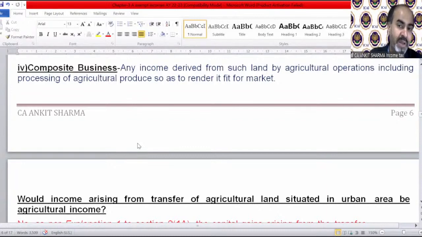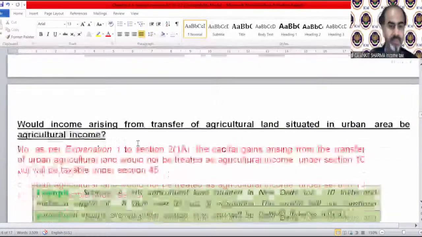So this is also an example of a composite business. In case of composite business, we need to find how much income is related to agricultural activity, and how much income is connected to the non-agricultural activity. We have to find it out, because the portion related to agricultural activity is going to be exempted, and the portion connected to non-agricultural activity is going to be taxable. How it will happen, we will discuss later.